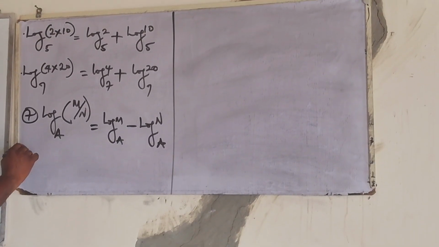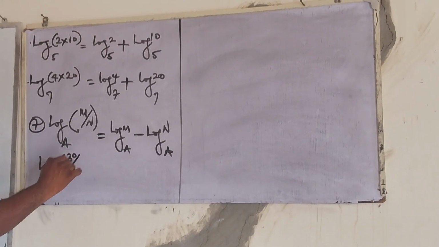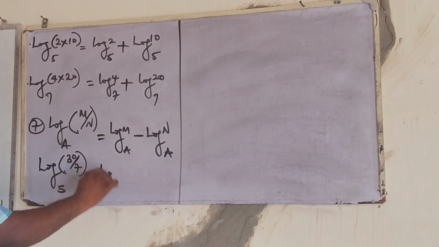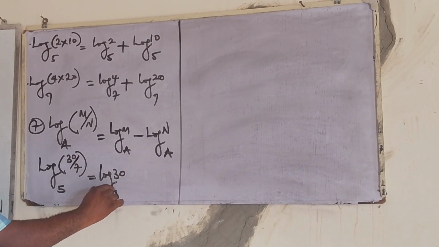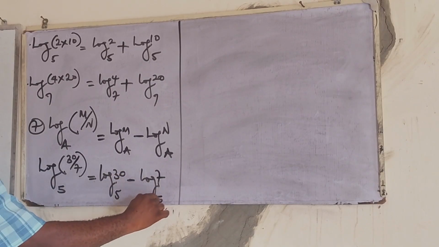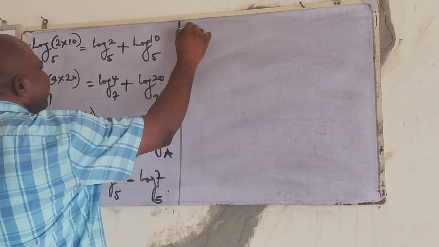So here what we're trying to say is this. Let's look at this example. Log 30 divided by 7 base 5 is the same as saying log 30 base 5 minus log 7 base 5. That's the division law of logarithm. Now let's look at number 8.